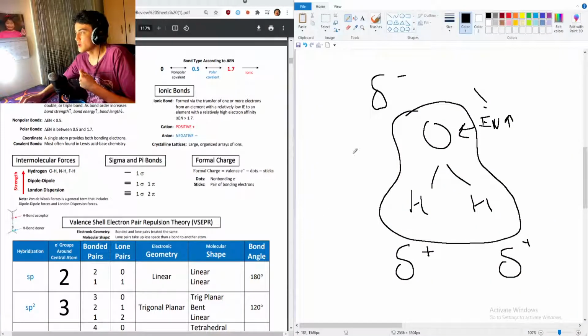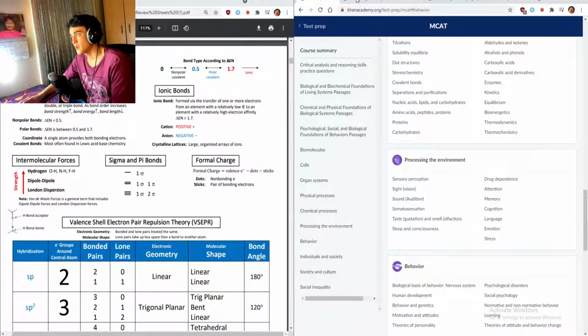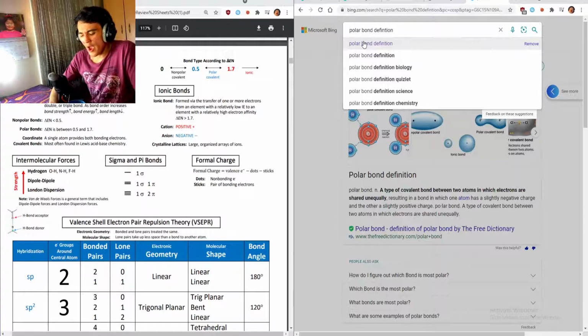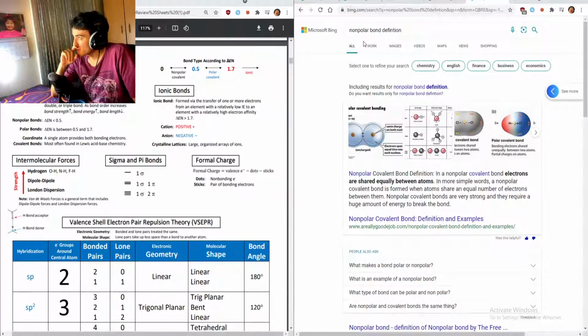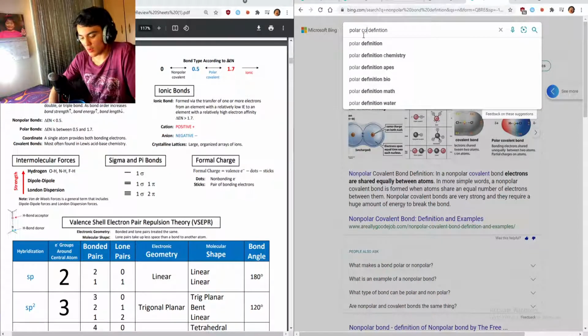Oh no, not ionic. This is polar. An ionic is between a metal, I think. It makes an ion. Is it? I'm confused already. Where is it? Not shared equally, and nonpolar is shared equally. So is there such a thing as polar covalent? I don't think that it exists.